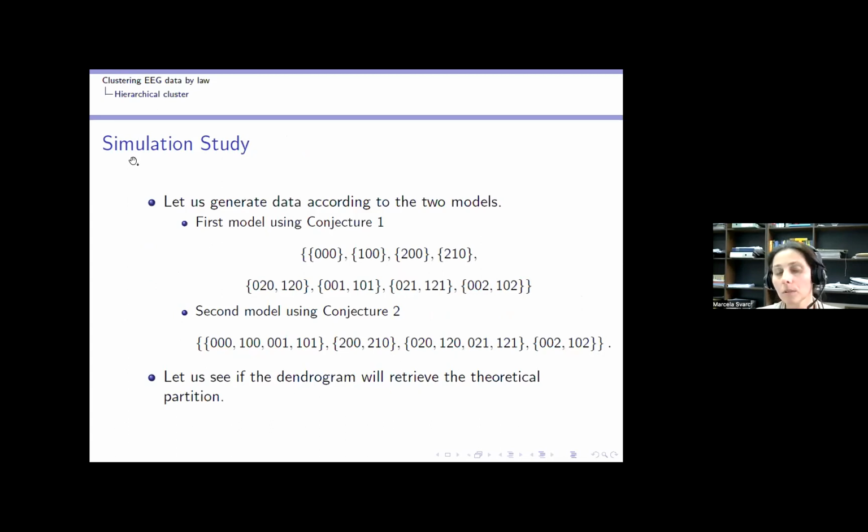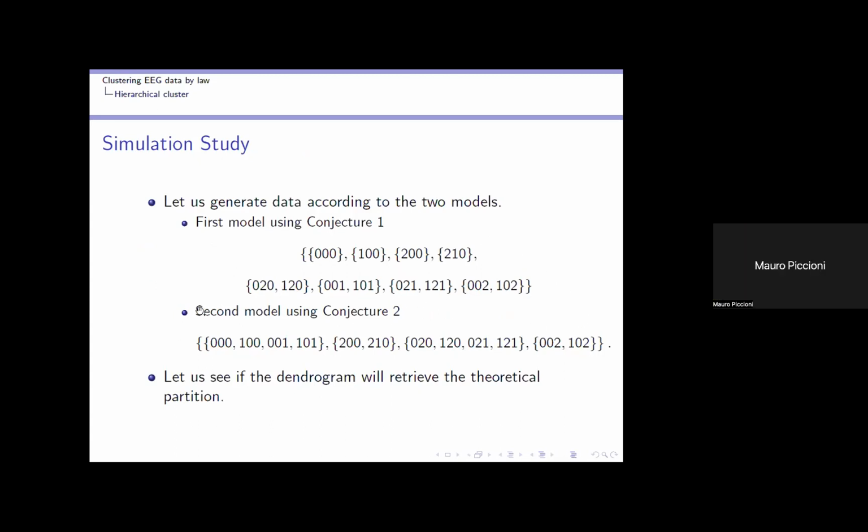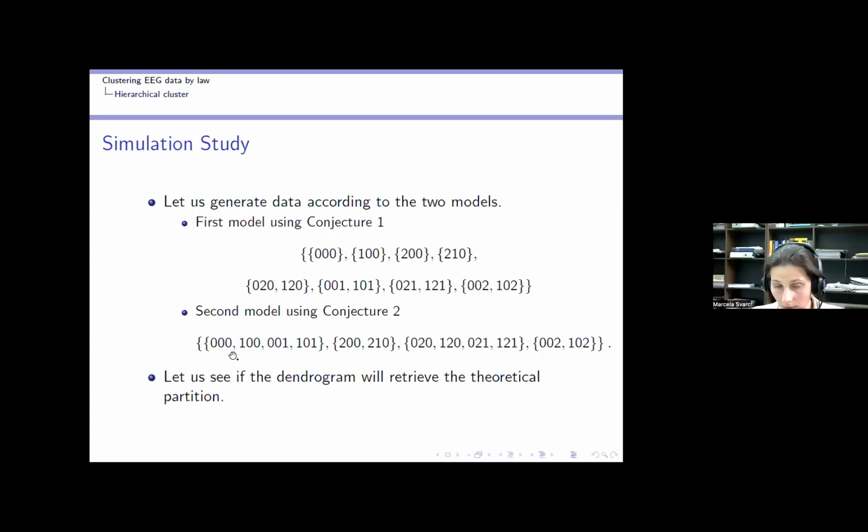Well, first of all, what we are going to do is generate data according to each of our conjectures and see whether our procedure is able to retrieve these models or not in a theoretical way. So in the first model, we have these 8 clusters, and in the second model, under the second conjecture, we have these 4 clusters. So we'll generate data under this conjecture, and under this conjecture, and for each conjecture we are going to apply our clustering procedure and see if we can retrieve this structure.